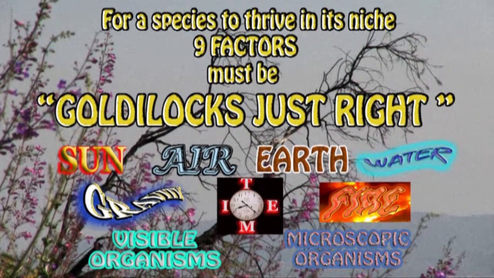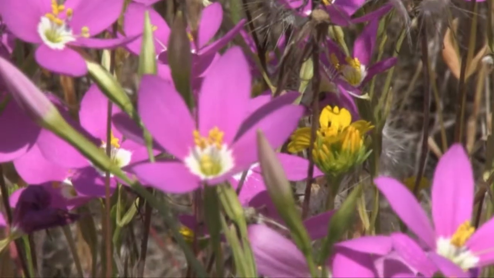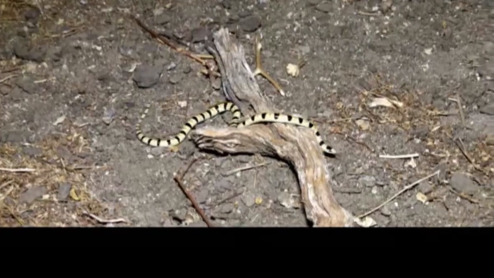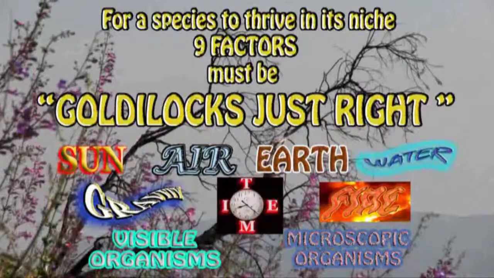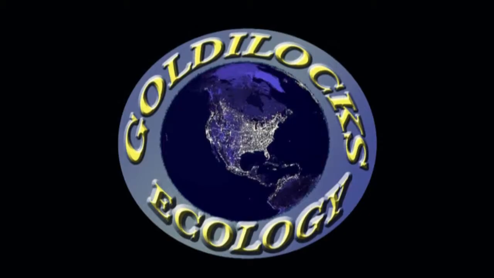When any factor changes, the species must adapt, move, or die. A species is defined as a group of organisms that are similar and are capable of interbreeding and producing fertile offspring in nature. This is the idea of Goldilocks ecology. For a species to thrive, all 9 factors must be just right.